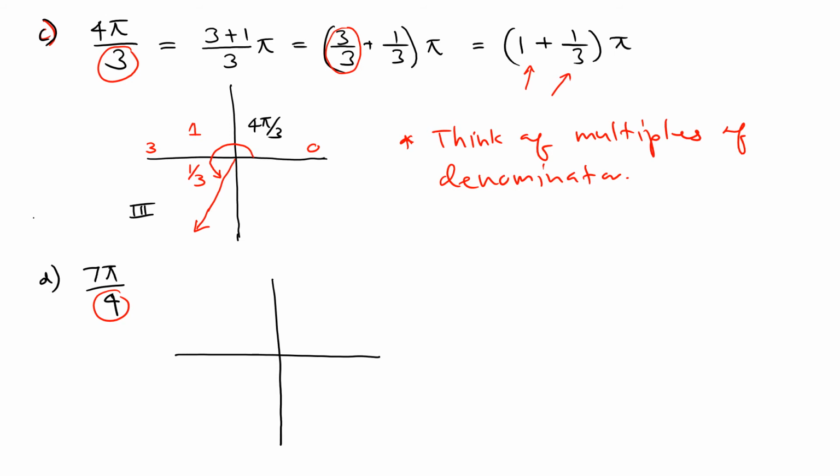So we're going to start with multiples of 4. So it is, you have 0, and then 4, and then 8. So you can see 7 is 1 less than that. So what does 1 mean here? 1 means pi over 4. So it's a pi over 4 less than. So that means it has to be here.